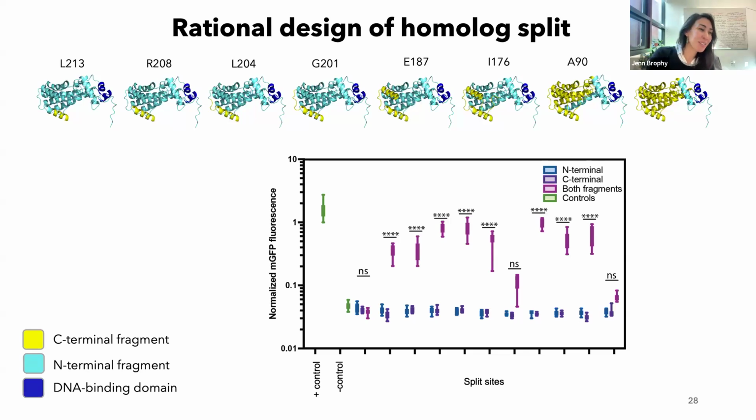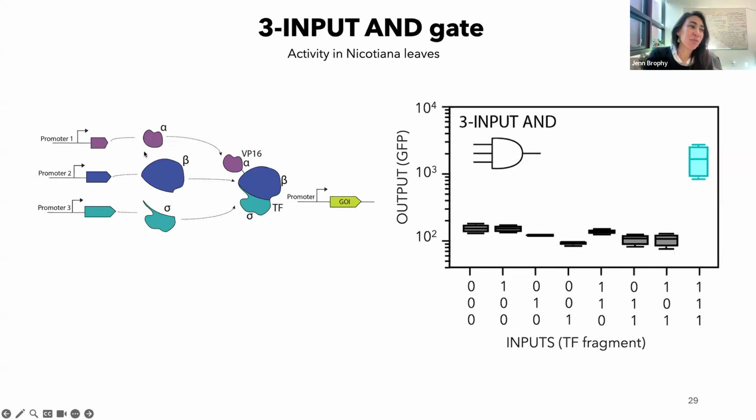And what I'm not showing you is exactly where the split sites are, but some of them are quite early in the protein and some of them are quite late. And Isabel has been able to show that you can actually use this information to split the protein into 3 pieces and get 3-input AND gates that function well in plants. And she's currently working on extending this to see how many times you could split this transcription factor into pieces in order to create these really high-order logic gates.